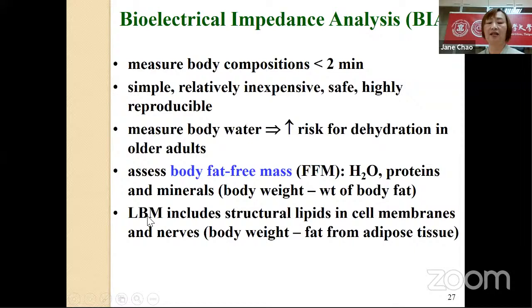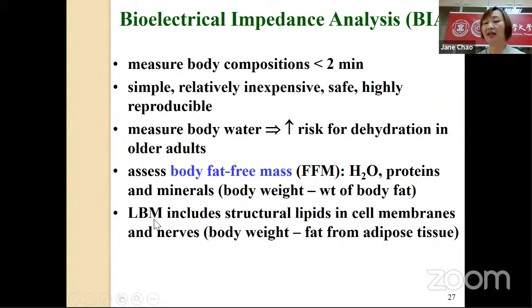Lean body mass is a different indicator from fat-free mass. Lean body mass includes structural lipids in cell membranes and nerves. So lean body mass calculation is body weight minus fat from adipose tissue. If you compare the data between body fat-free mass and lean body mass, which one has a greater value, lean body mass or fat-free mass?